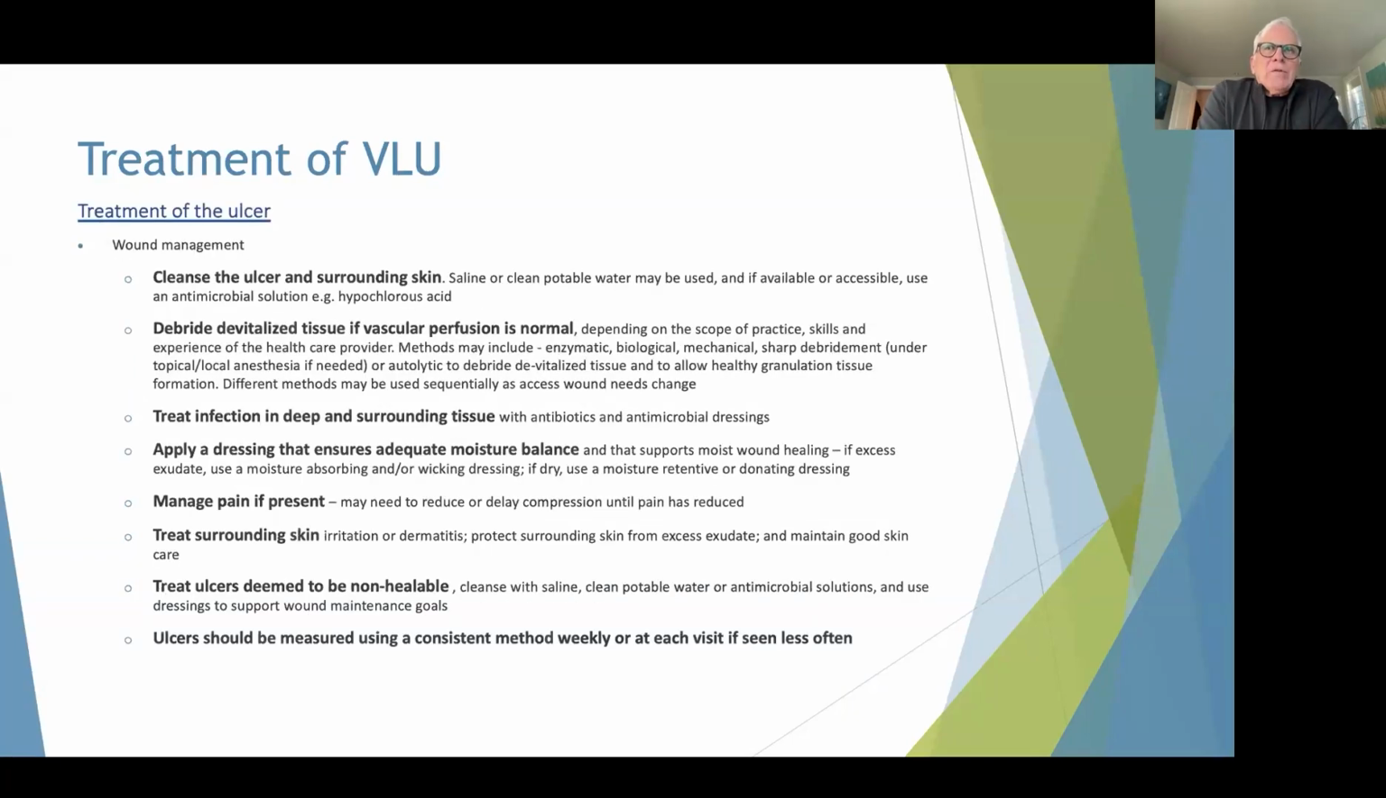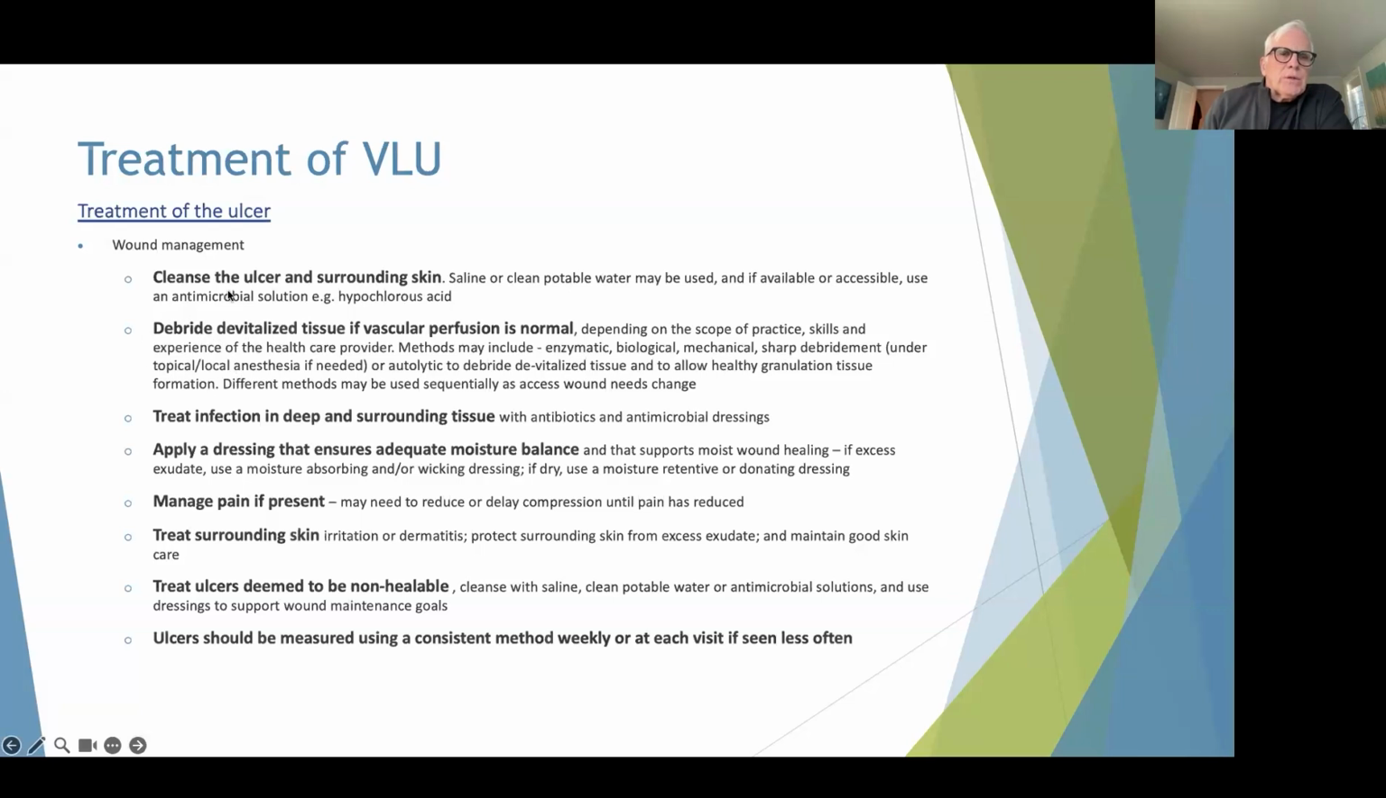And then the other elements within this consensus statement were, what do you do with the ulcer itself? So one is to treat the underlying cause, but you've got an open wound you've got to deal with. And this is where the principles of TIME come into this. So the standard: you cleanse the wound and the surrounding skin and you use some form of, if possible, antimicrobial solution, and a good solution these days is hypochlorous acid.